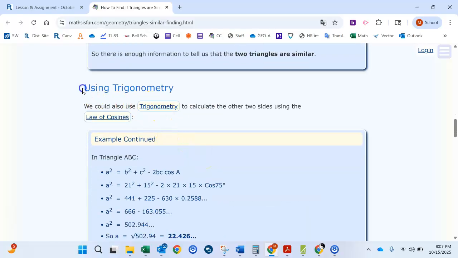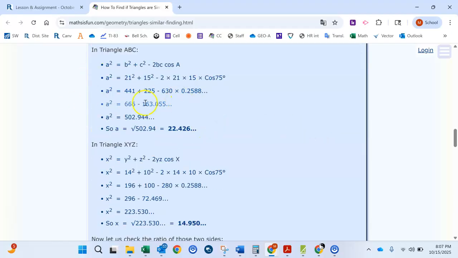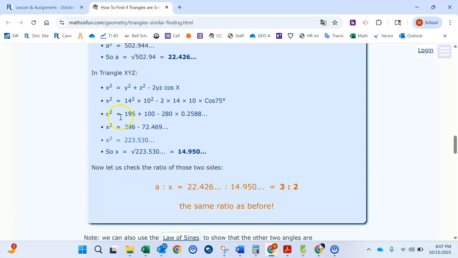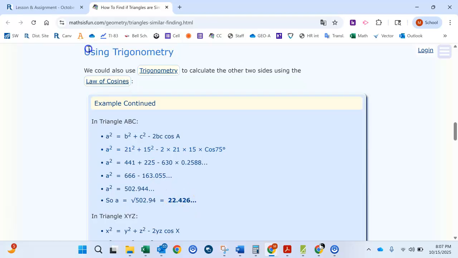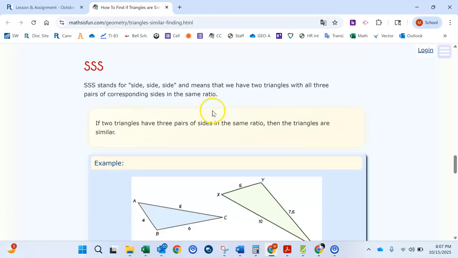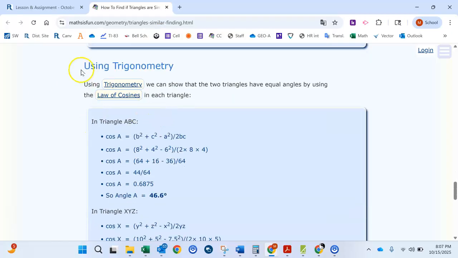For now, you can skip this. Don't worry about that. Don't do this. Right now, where it says this, skip that. But you do want to do this one here. Wherever it says trigonometry, skip it.